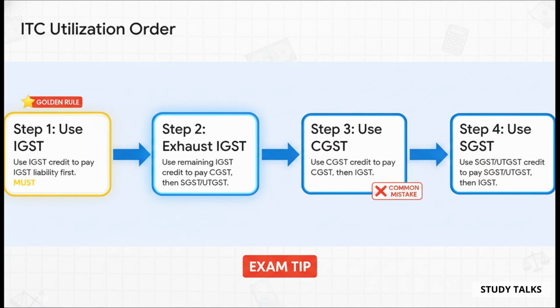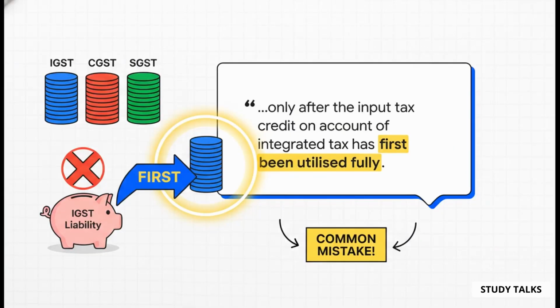And remember, CGST and SGST are like rival cousins. They can never be used to pay each other's liability. And hey, don't just take my word for it. The law itself, right there in the proviso to Section 49, subsection 5, says it crystal clear. It says that other credits can be used for paying IGST only after the IGST credit has been fully utilized. This one line is a source of so many mistakes in exam papers. IGST must go to zero first, period.